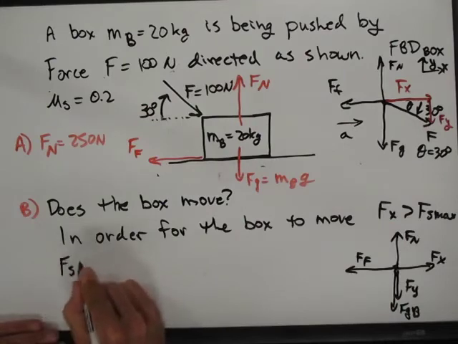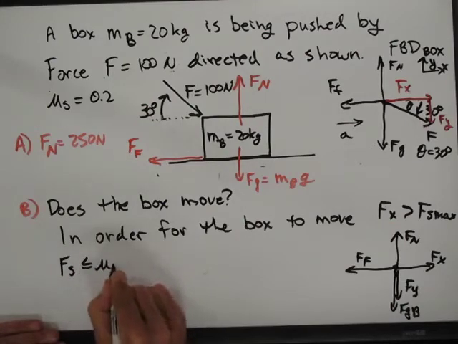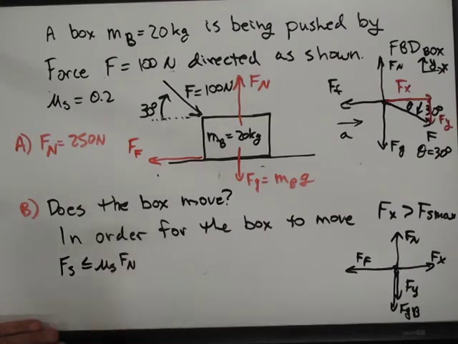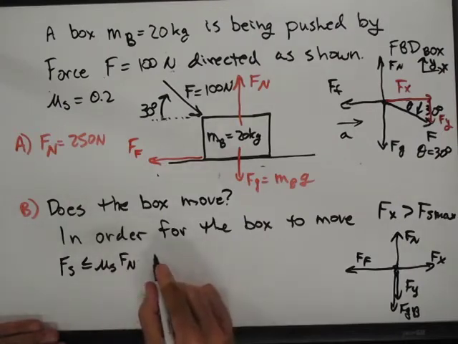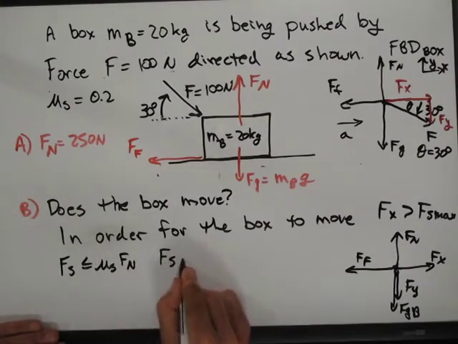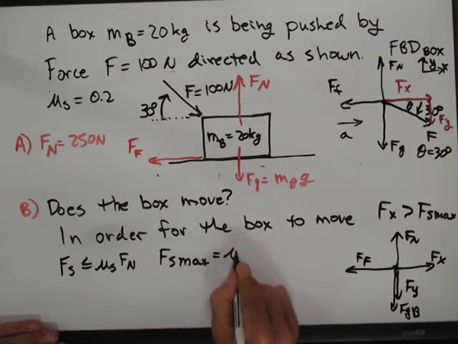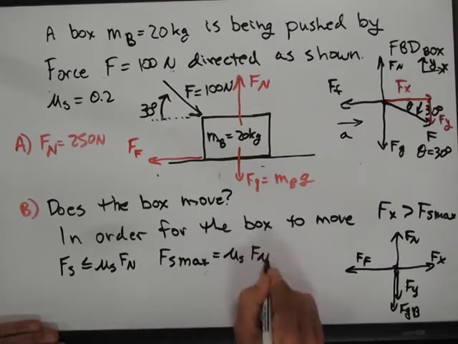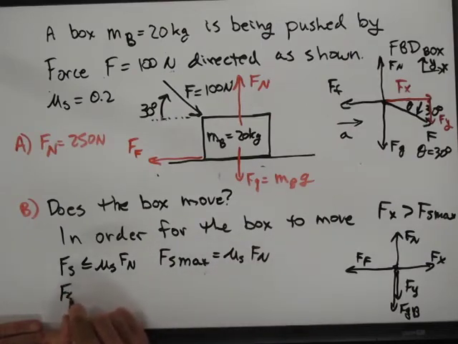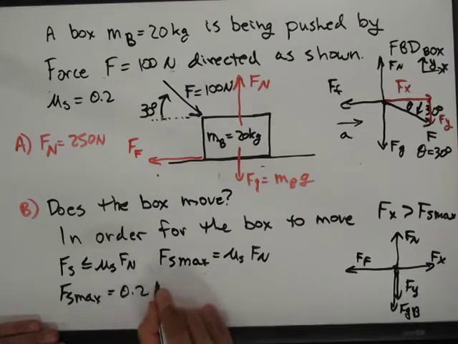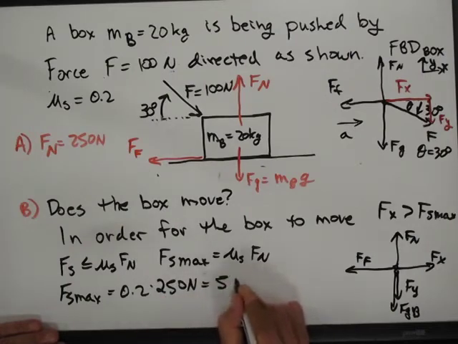If you remember, the static friction is less than or equal to mu sub s times the normal force, right? And so that means the maximum value of the static friction force is mu sub s times the normal force. And that means that the maximum value is 0.2 times 250 newtons. That was the number that we just got, which is 50 newtons, right?